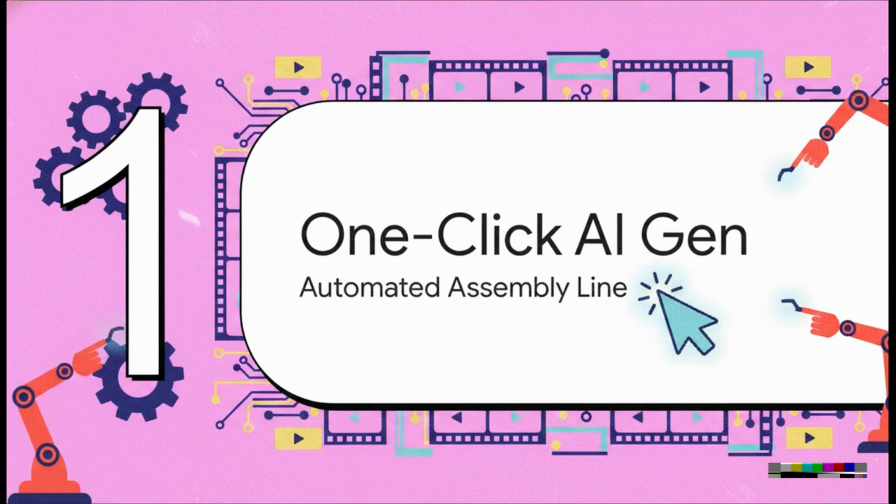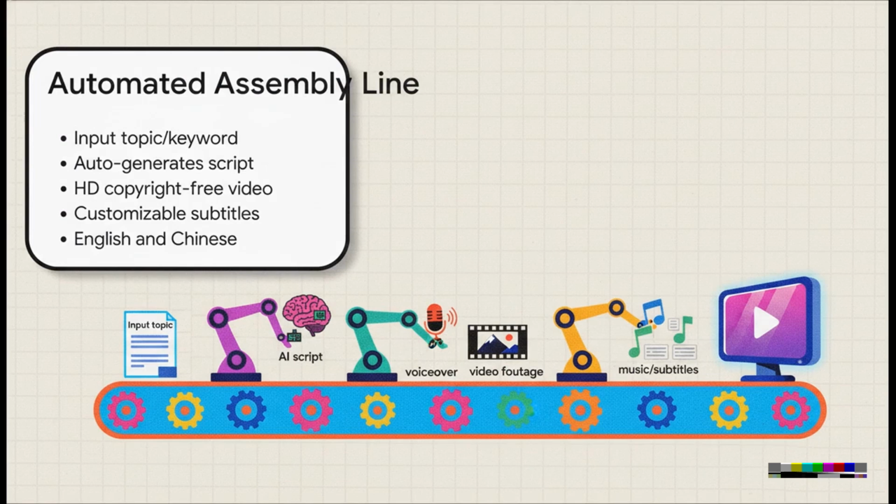Section 1. One-click AI generation, the automated assembly line. I really want you to think of this software as an automated assembly line, where you are the factory supervisor. You just provide the raw material, literally a simple text topic or a keyword. From there, MoneyPrinterTurbo's MVC architecture completely takes over. It automatically reaches out to an AI model to write the script. Then it generates an AI voiceover. Simultaneously, it scrapes copyright-free HD video footage to match your topic. It layers on the customizable subtitles and background music, and finally, renders the whole thing into a single HD video.